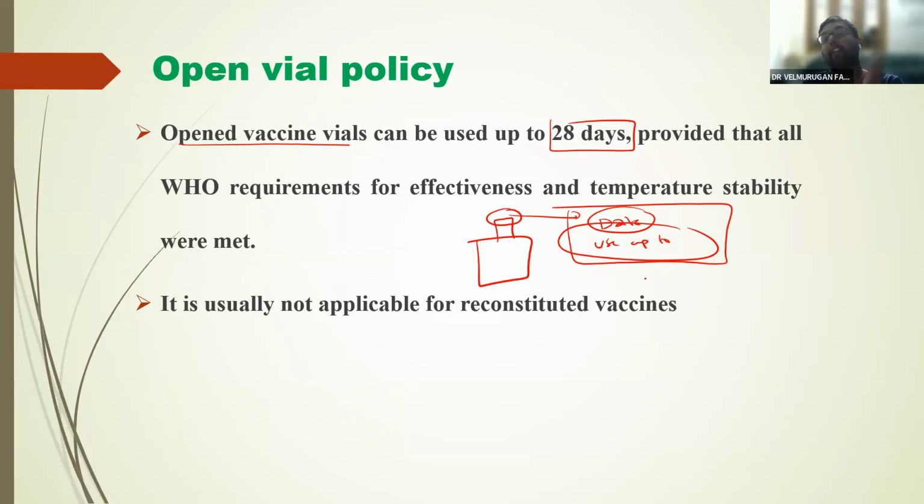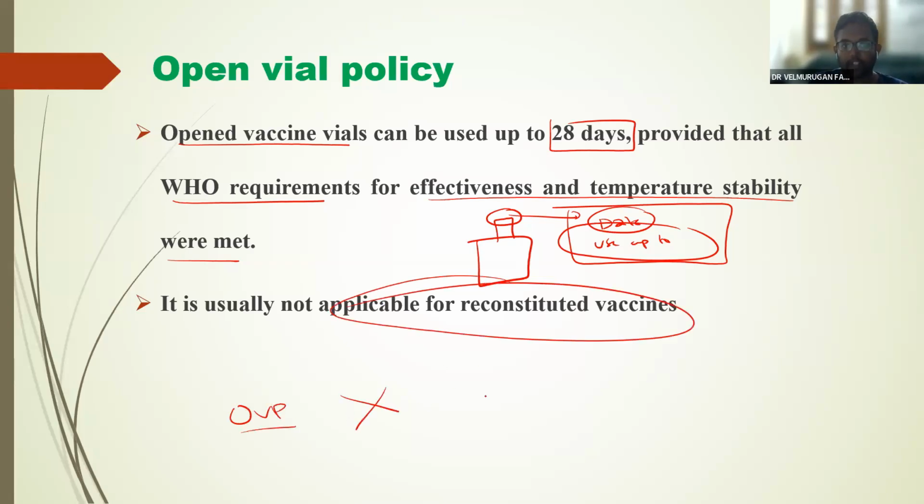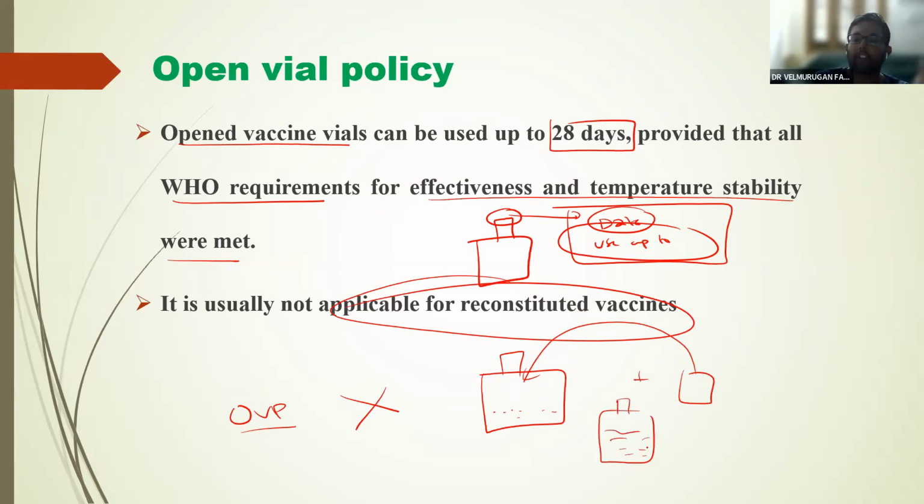How is this applicable? We have to store all the vaccines at the proper temperature recommended by the WHO so that the stability and effectiveness are met. But this open vial policy is usually not applicable for reconstituted vaccine. What is reconstituted vaccine? Vaccine will come as a powder. To this powder, we are adding some water or some diluent, then mixing it and getting it as a vaccine. This is called a reconstituted vaccine. Generally, for reconstituted vaccines, we will not use this open vial policy.